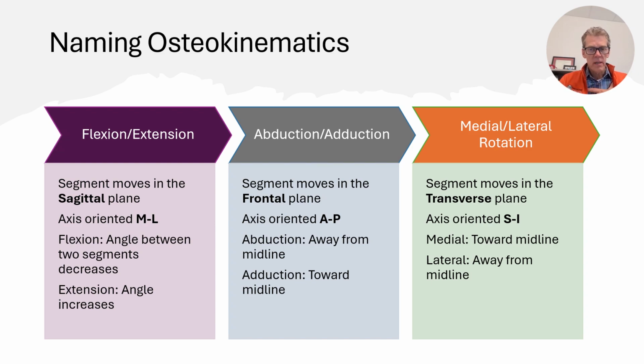This would be a repeat. I've already talked about this, but some of the naming conventions we use: flexion extension, we're moving in the sagittal plane. The axis is then oriented medial and lateral. Flexion describes the angle as decreasing in magnitude. And extension usually means that angle is increasing in magnitude.